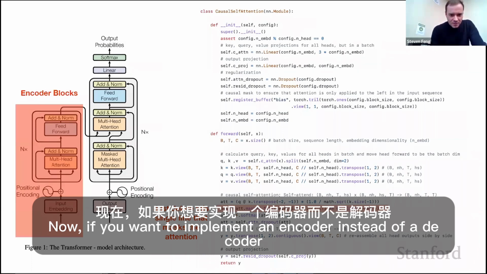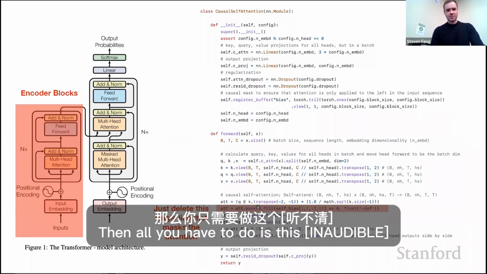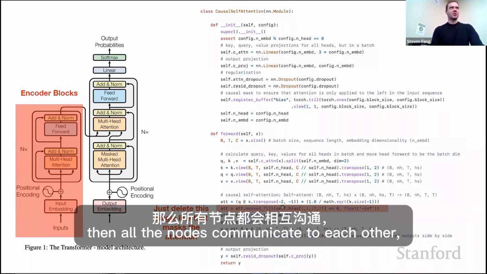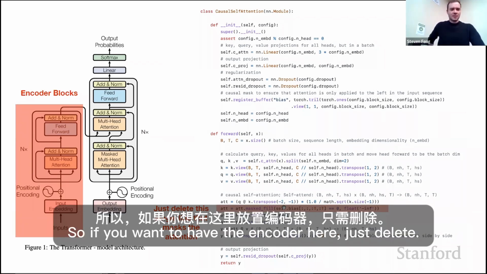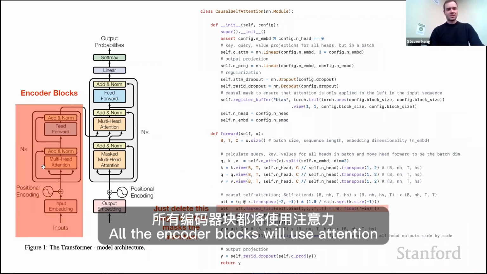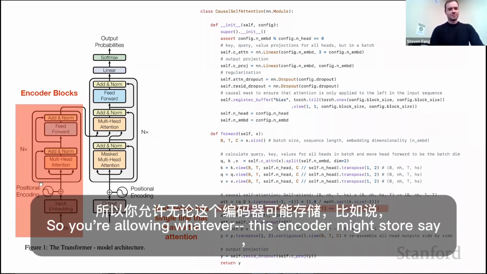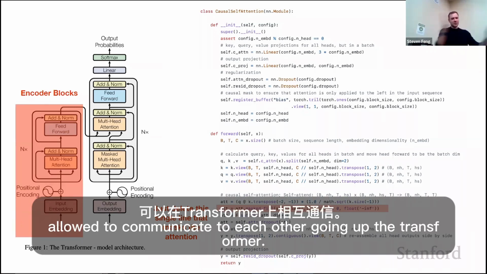Now, if you want to implement an encoder instead of a decoder attention, then all you have to do is this mask code, you just delete that line. So if you don't mask the attention, then all the nodes communicate to each other, and everything is allowed, and information flows between all the nodes. So if you want to have the encoder here, just delete all the encoder blocks will use attention where this line is deleted. That's it. So you're allowing whatever this encoder might store, say 10 tokens, like 10 nodes, and they are all allowed to communicate to each other going up the transformer.